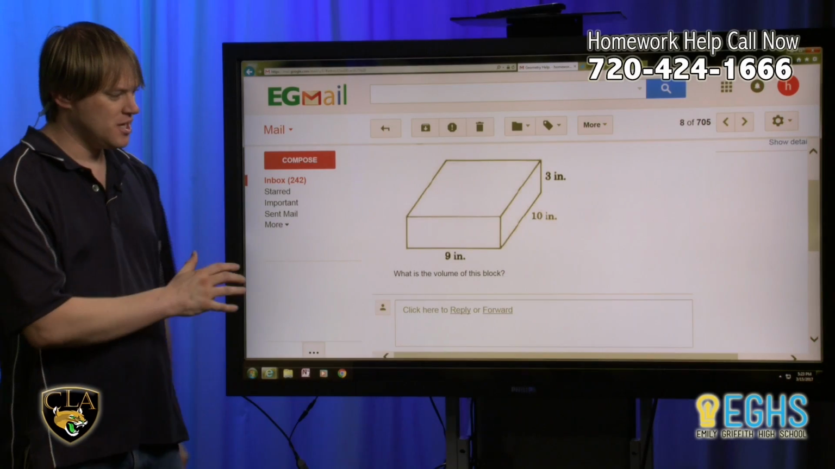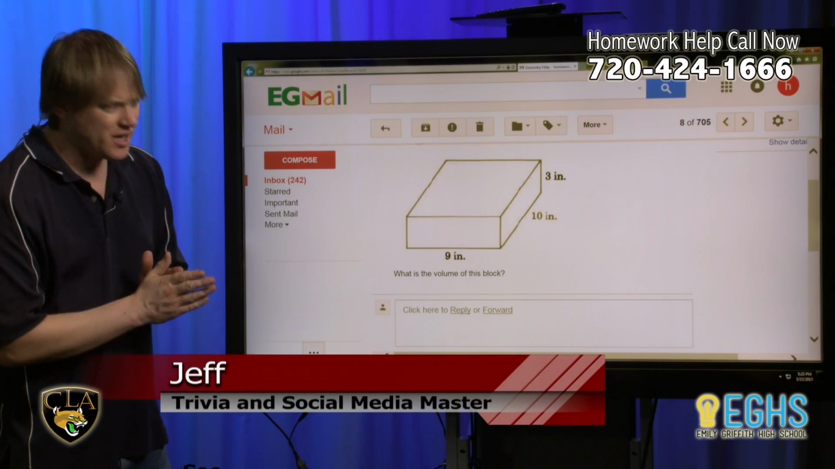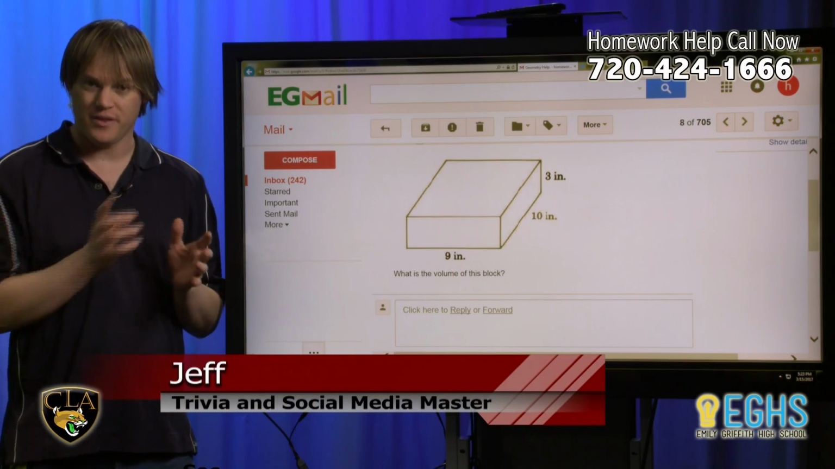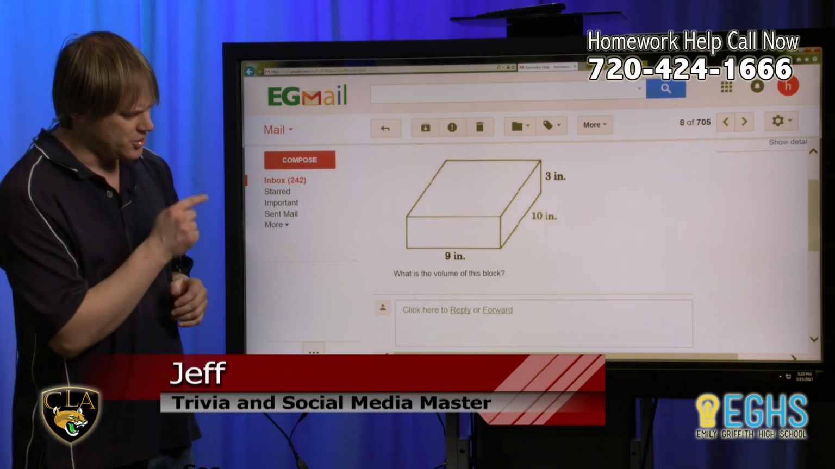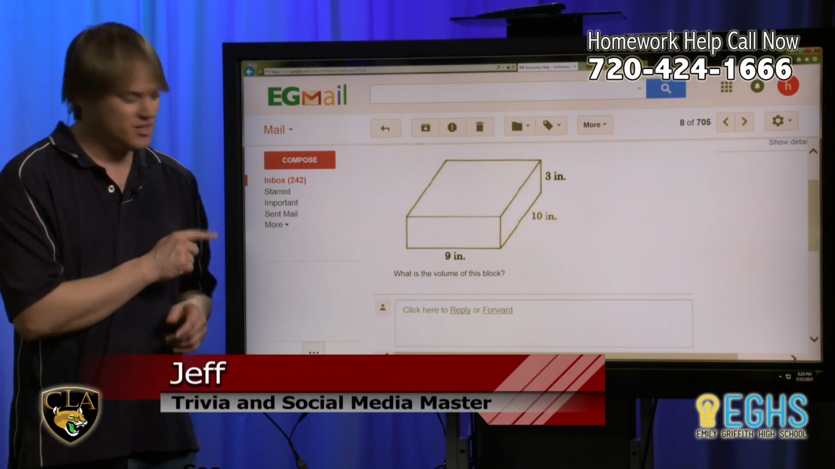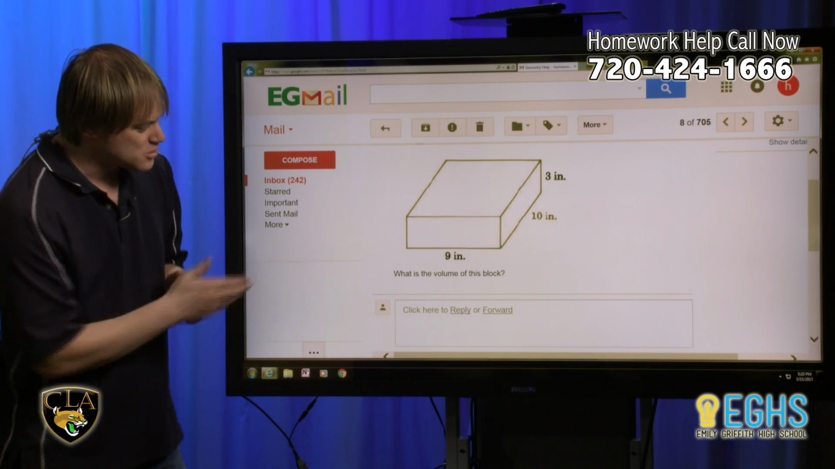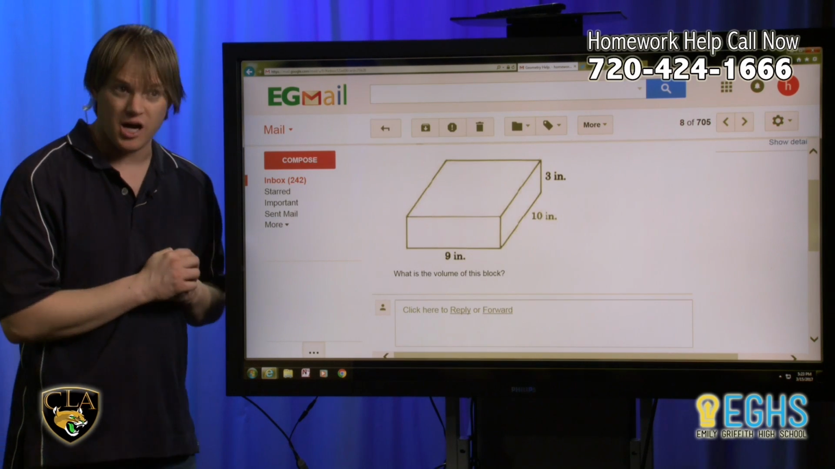This is a nice question here. I believe, if I remember from eons ago, this is a geometry question. Okay, good. And it says, what is the volume of this block?